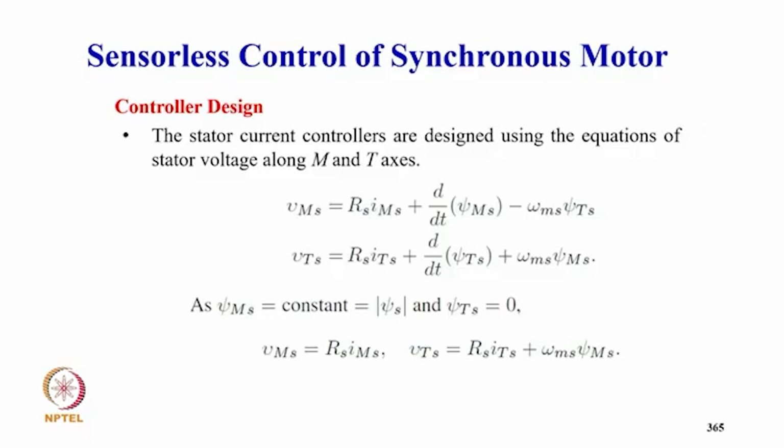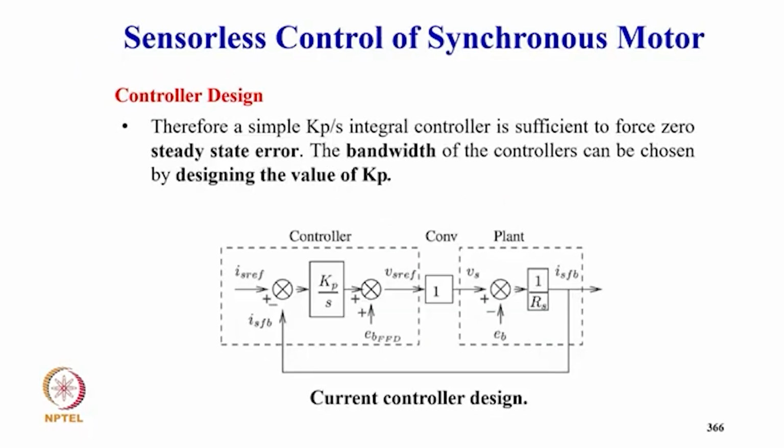Coming to controller design, the stator current controllers are designed using the stator voltage equations along the M and T axis. So Vms equals Rs Ims plus d upon dt phi ms minus omega phi ts, and Vts equals Rs Its plus d upon dt phi ts plus omega phi ms, with phi ms equal to constant, phi ms equal to phi s, and phi ts equal to 0. So Vms equals Rs Ims and Vts equals Rs Its plus omega s phi ms. So this is typically the current control design.